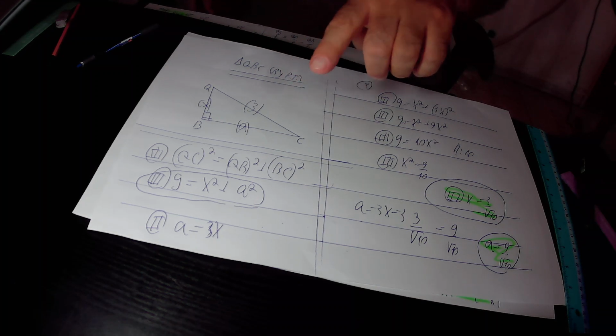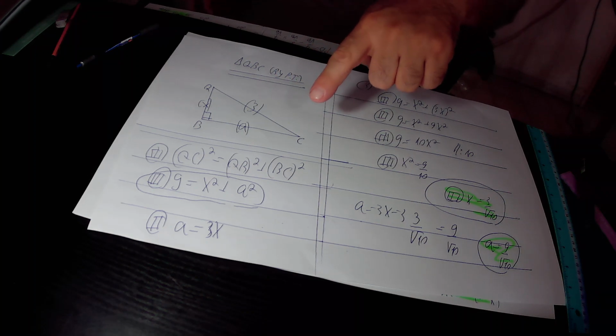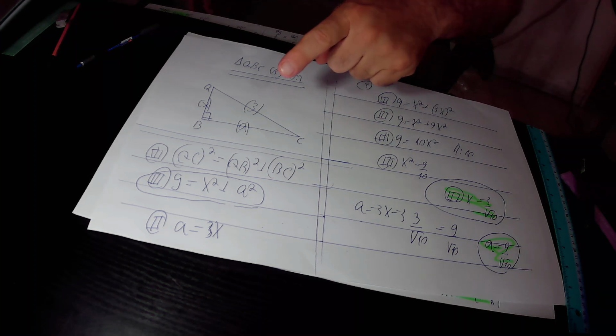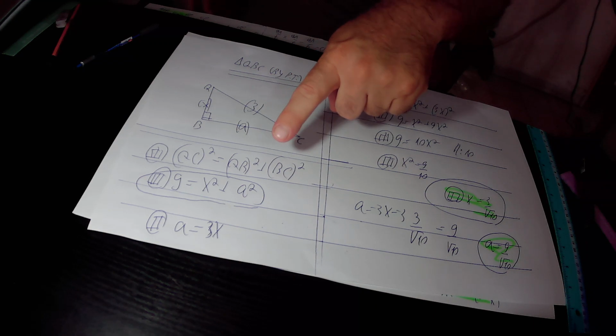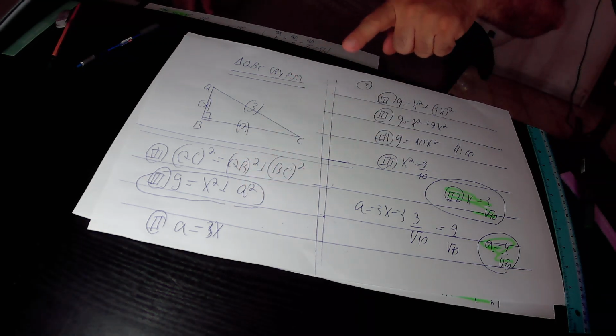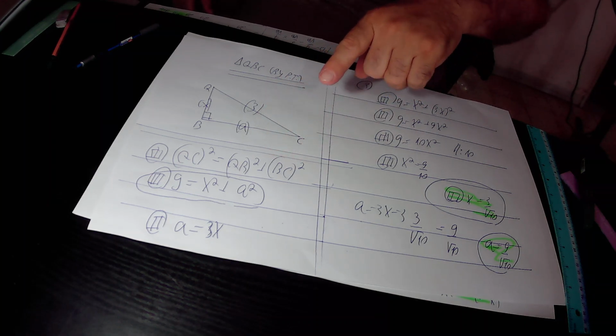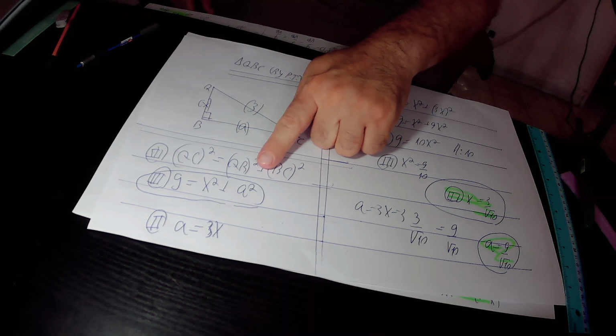QB is x, therefore QB squared is x squared, plus BC squared. BC is a, therefore BC squared is a squared. So in total, according to equation 3, we found out that 9 equals x squared plus a squared. But according to equation 2, a equals 3x. If a equals 3x, it means that a squared must be equal to 3x squared. Therefore, we can substitute a squared in equation 3 by 3x squared.